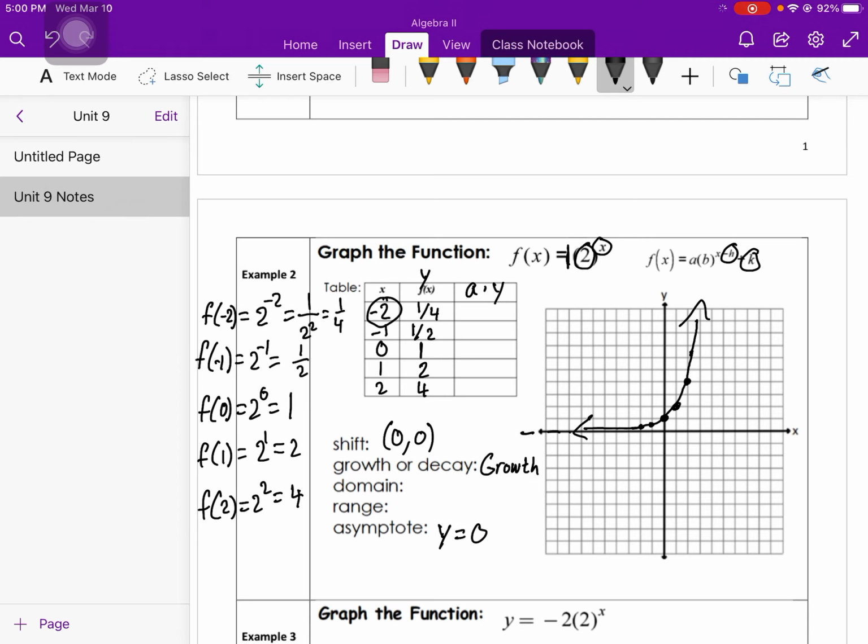That's this line here, and we're actually going to draw a dotted line to represent that. So imagine this line is the one we're never going to cross. It's going to get really, really close, but never cross.